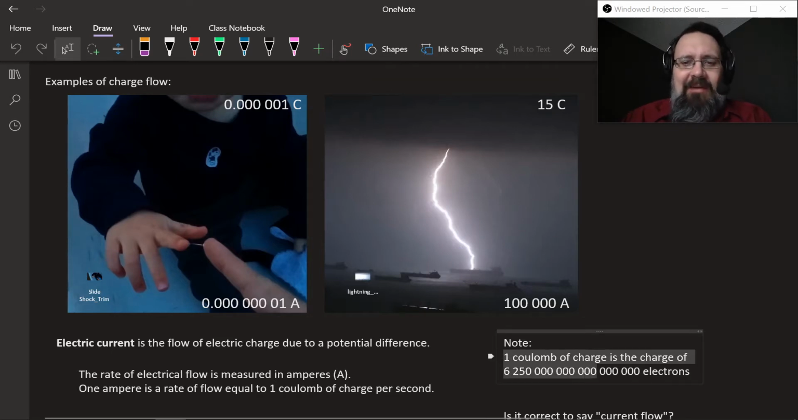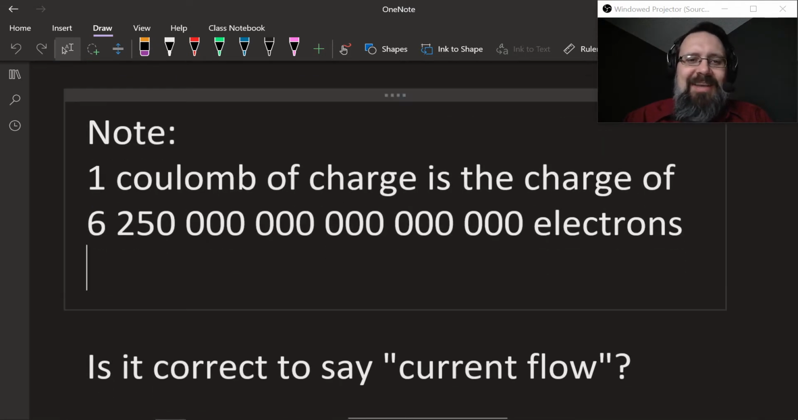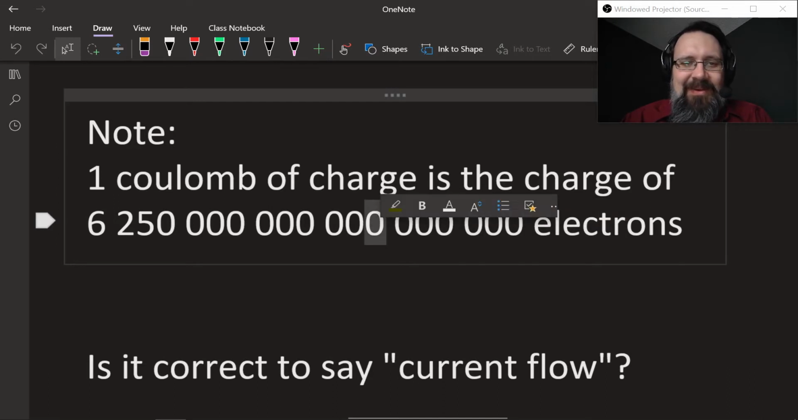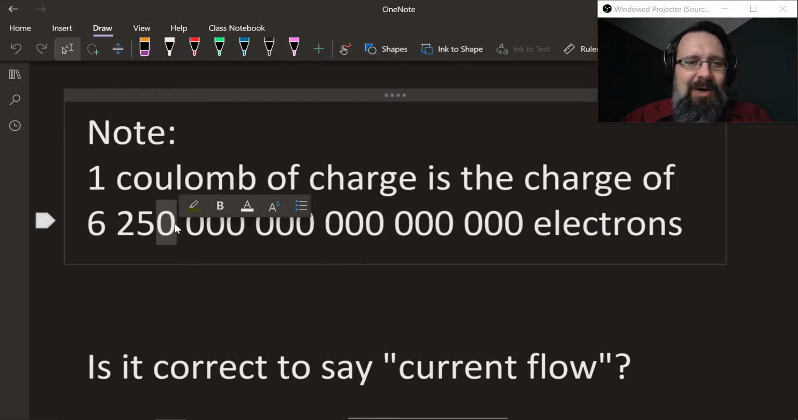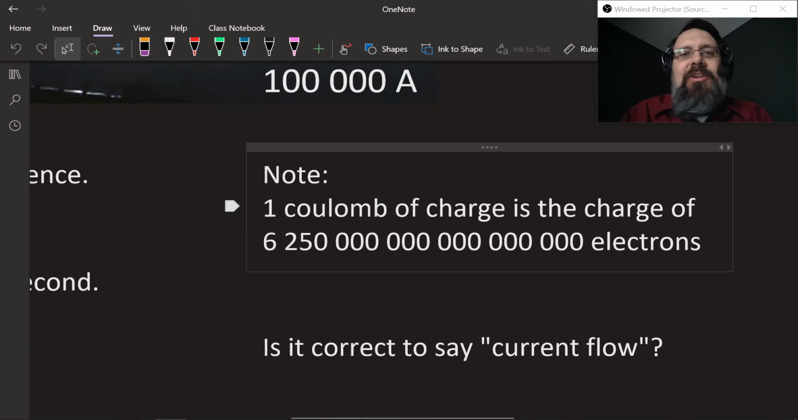Down here I have what a coulomb of charge is. A coulomb of charge is this many electrons worth of charge. I'm going to zoom in on that. I don't even know how to say that number: a thousand million billion trillion quadrillion. It's a ridiculously huge number of electrons. That's 1 coulomb, and that's the standard unit that we use.